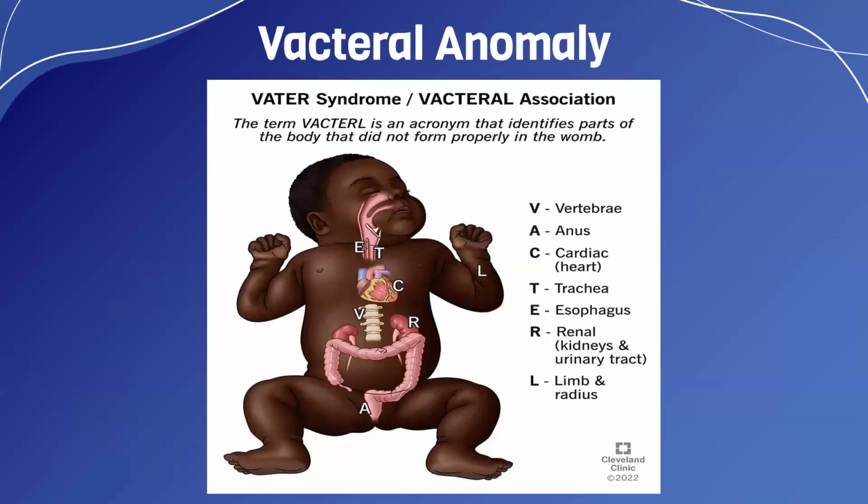So, VACTERL anomalies will include vertebral anomalies, anal atresia, cardiac defect, most commonly VSD, tracheoesophageal fistula, renal or radial anomalies, and this will raise a suspicion about tracheoesophageal fistula.